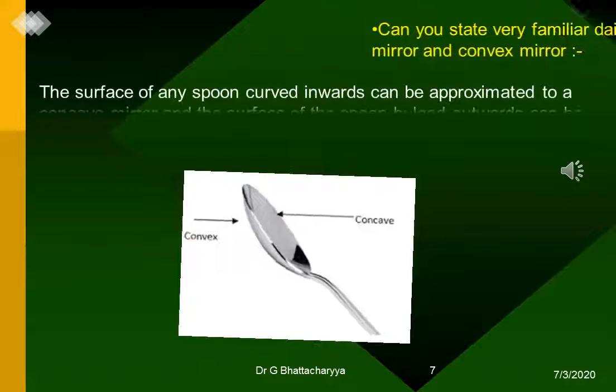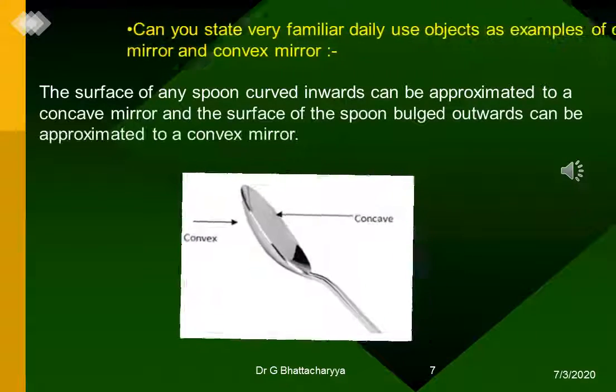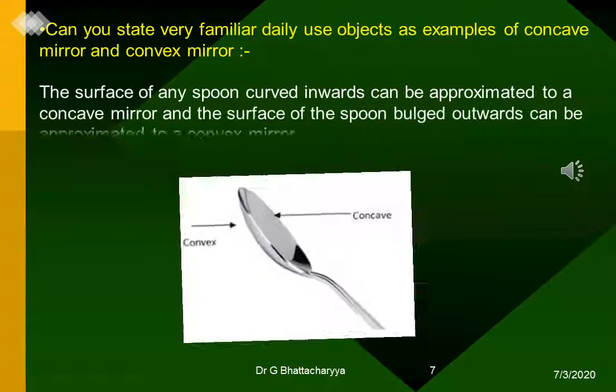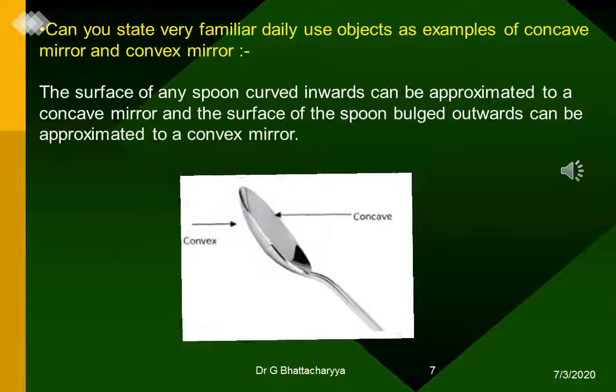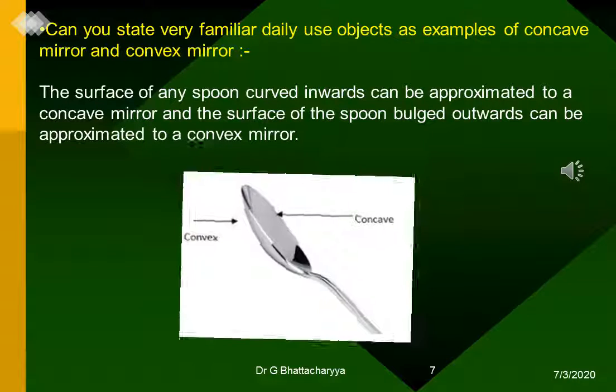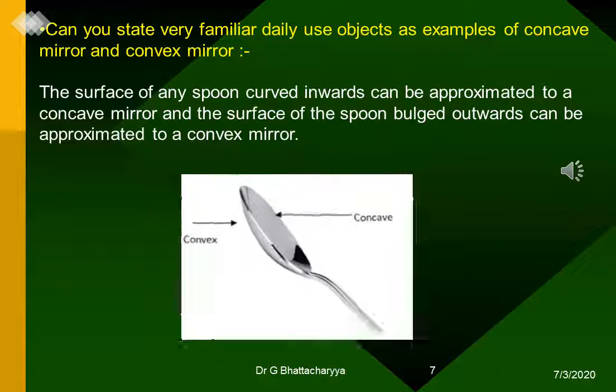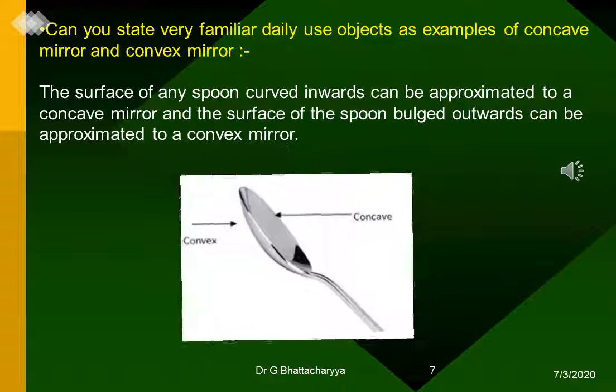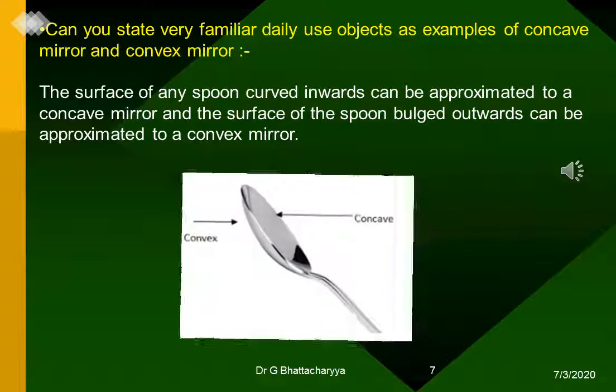Can you state very familiar daily use objects as examples of concave mirror and convex mirror? The surface of any spoon curved inwards can be approximated to a concave mirror, and the surface of the spoon bulged outwards can be approximated to a convex mirror.